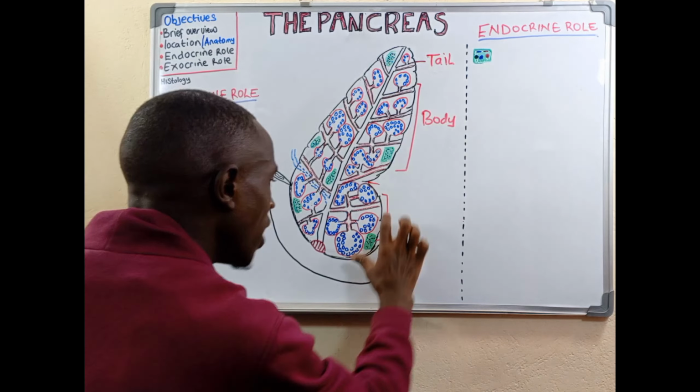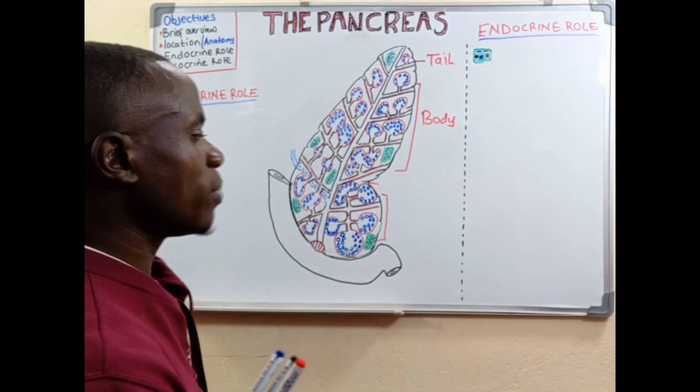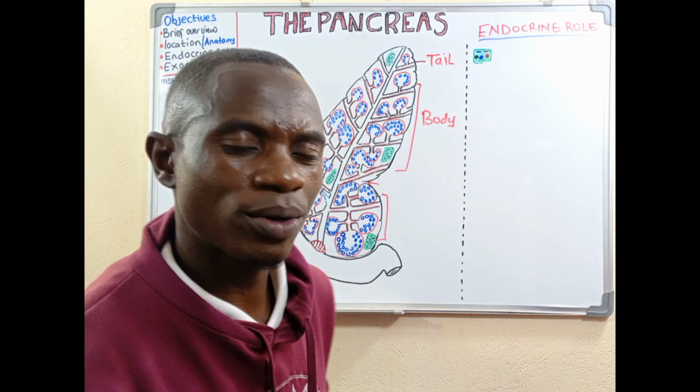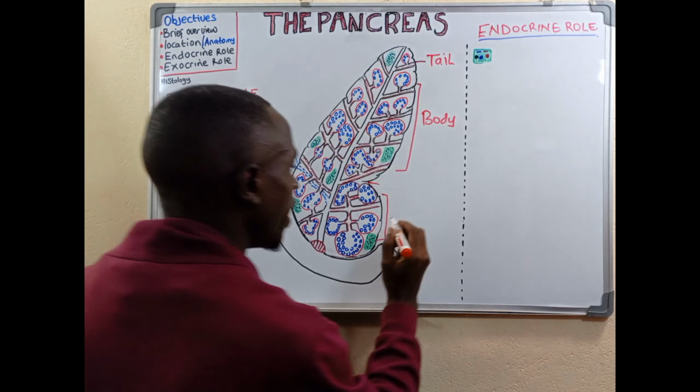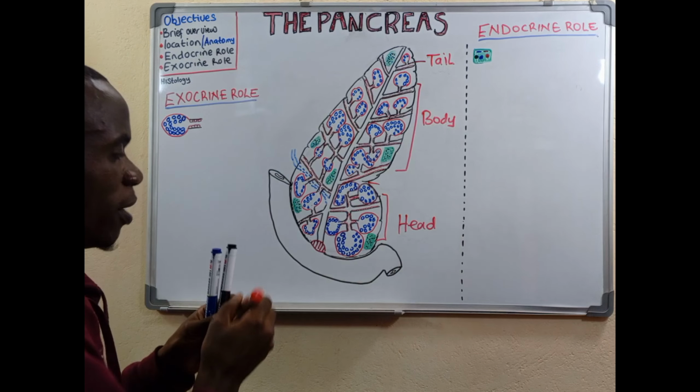And then as we come down here, this dilated structure sitting within the C-shape of the duodenum, you know how it is called? This one is going to be the head of the pancreas, okay? This one here is the head of the pancreas.